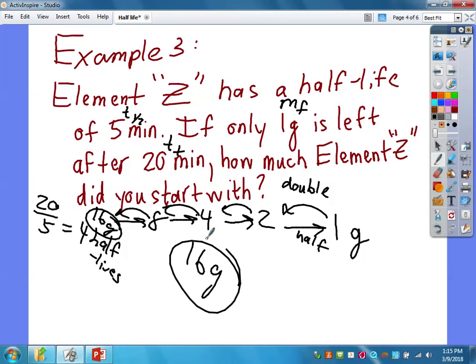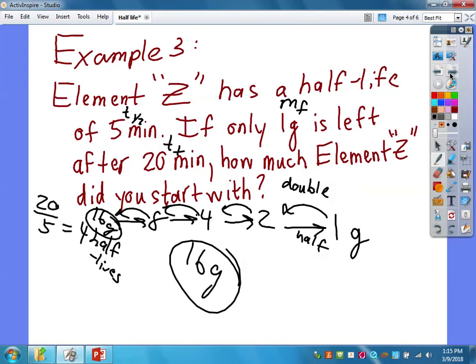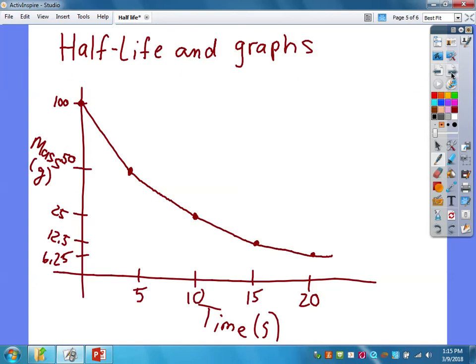Okay. I think the only example I'm not showing is, what did I show? I showed total time. I think the only other example would be if you're solving for total time. So they would give you the half-life, the initial and final amount, and ask how long did it take. So again, pretty straightforward. All right.